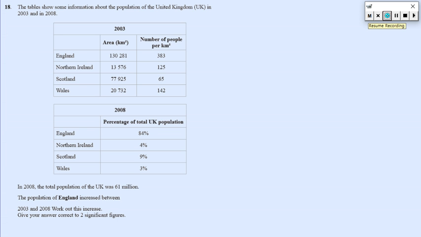Okay, so it looks like a complicated percentages question, but it's actually really not. You just got to interpret the data properly. So in 2008, the total population of the UK was 61 million. The population of England, so it's talking about the population of England. So we need to work out 84% of 61 million.